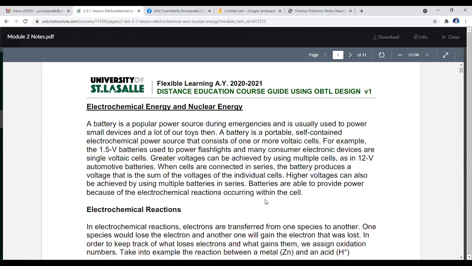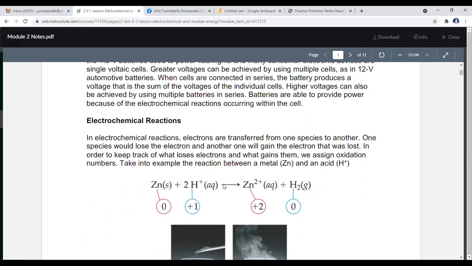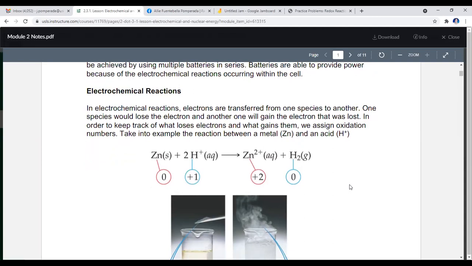Now, batteries are able to provide power because of the electrochemical reactions occurring within the cell. So we will be looking into this electrochemical reaction that is happening in the cell. There are actually two types of electrochemical reactions happening in the cell, but we can sum them up into one overall reaction, representative of the two. In electrochemical reactions, the primary reason for such happening is the transfer of electrons. So electrons are transferred from one species to another. One species will lose electrons, and of course, another one will gain what that particular species has given away.